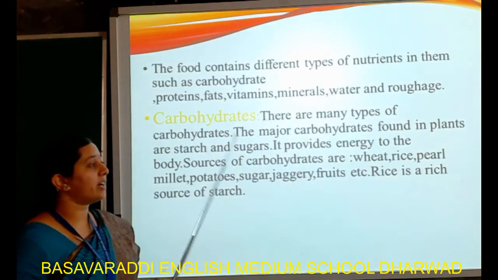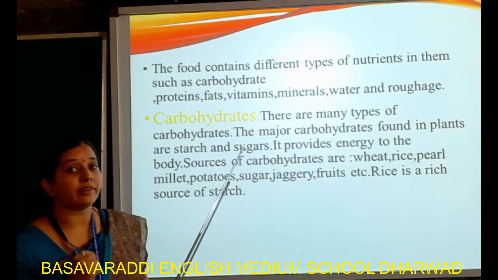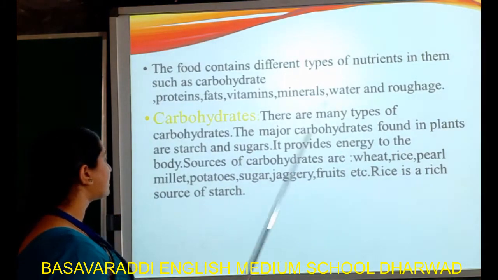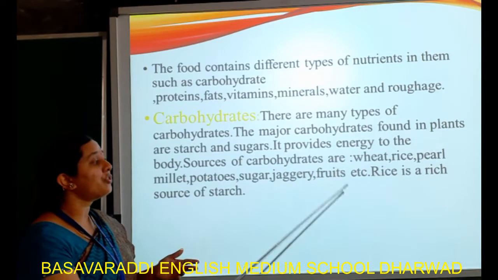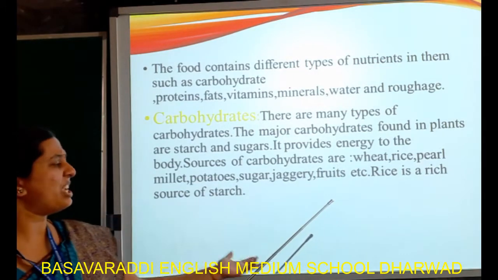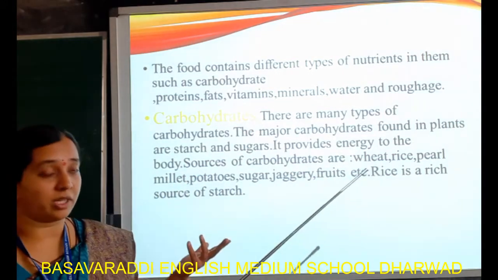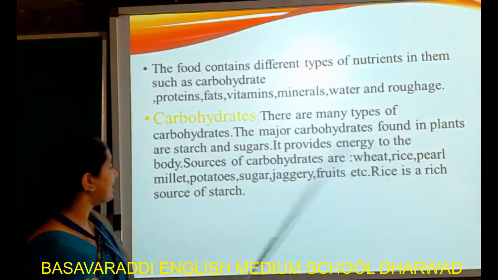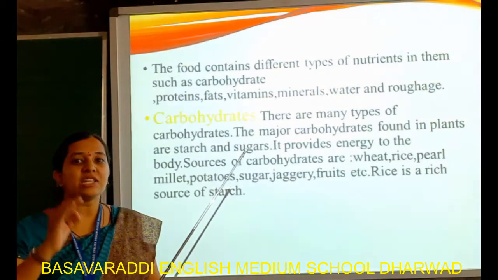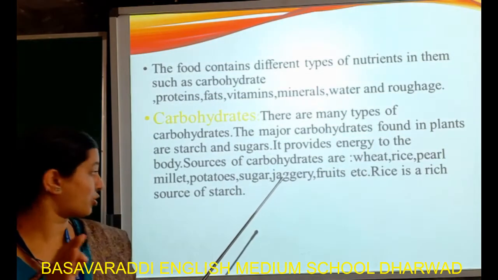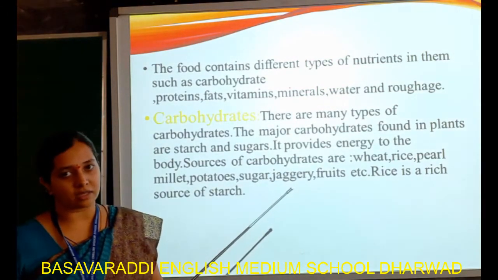Sources of carbohydrates. Which are the food materials that have carbohydrates in them? We have wheat, rice, pearl millet, potatoes, sugar, jaggery, fruits. We have so many, it is present in most of them. Rice is a very rich source of starch. It acts as the richest source of starch.